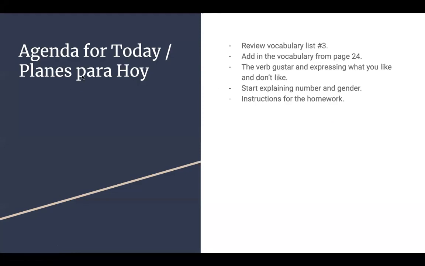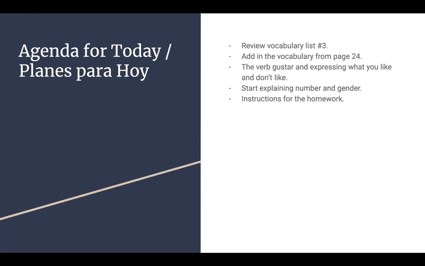So, there's not too much stuff that we're gonna do today. I have that we'll review the third vocabulary list, which I think we went over Friday too. But there's a couple vocabulary words from page 24. They're more like phrases and things like that. So, just to go over them briefly. I'll explain the verb gustar and expressing what you like and don't like, because like I said, there's not really a section in the book on that, which is weird, but it's kind of important. So I put in my own section.